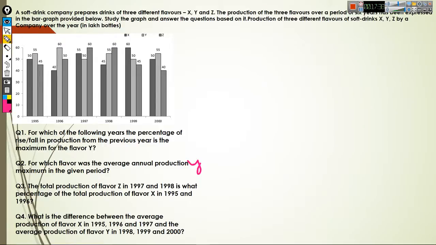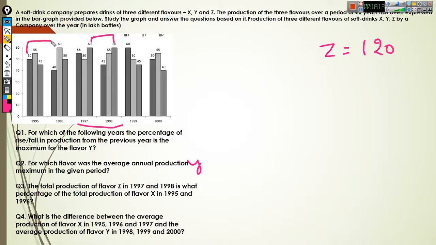Now, question 3: the total production of flavor Z in 1997 and 1998 is what percent of the total production of flavor X in 1995 and 1996? The total production of flavor Z in 1997 and 1998 is 120. The total production of X in 1995 and 1996 is 90.